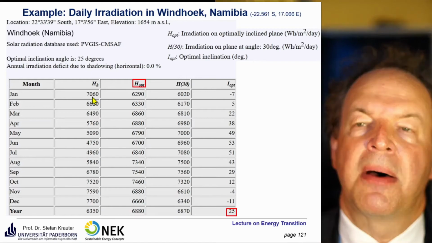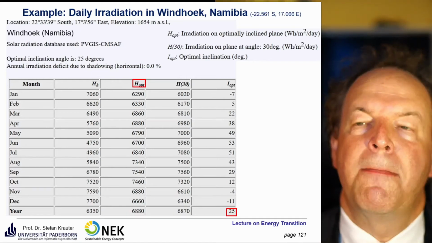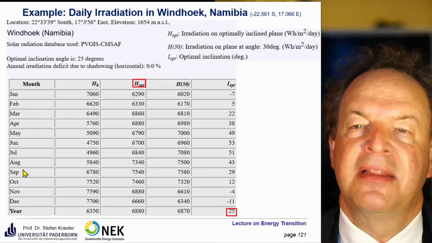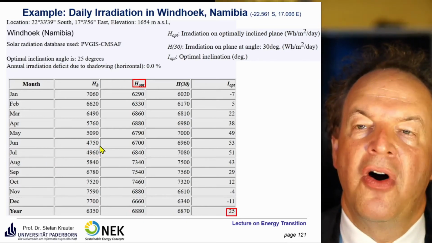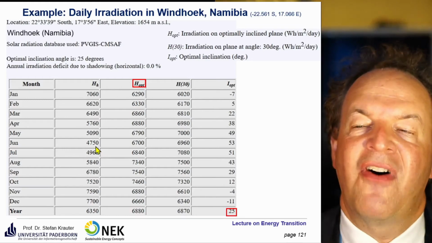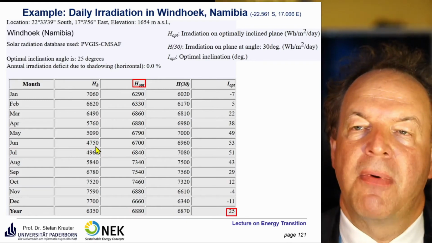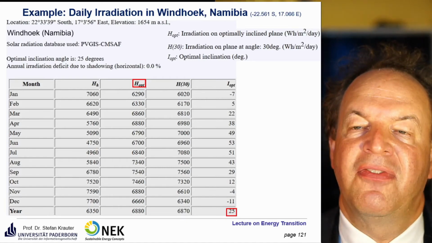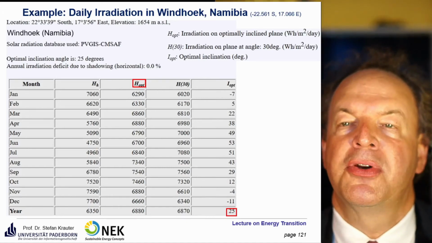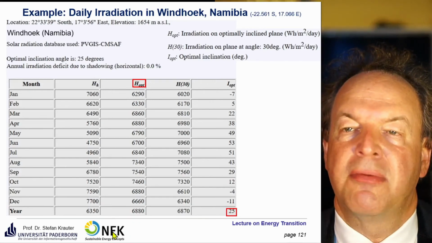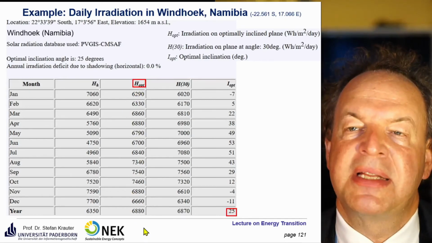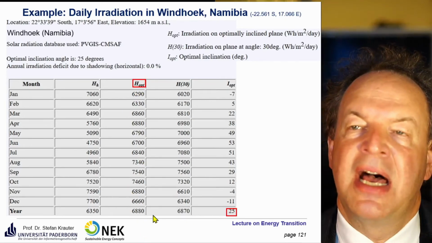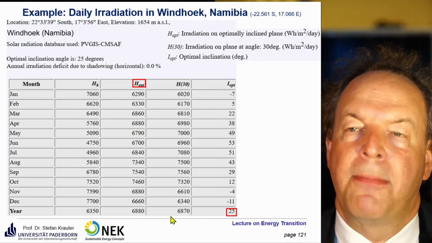Their irradiance goes up to 7 kilowatt hour per square meter per day. And lowest is in June, July, which is in the vicinity of 4.75 kilowatt hour per square meter per day. On average, we have about 6.35 kilowatt hour per square meter per day for horizontal irradiance, and the optimal inclination angle isn't too far from that. It is 6.88 kilowatt hour per square meter per day.